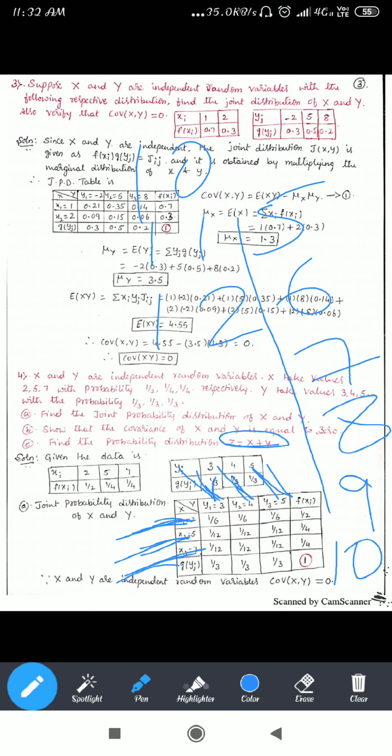Now we have to find the probability distribution. When x plus y is 5, it means x is equal to 2 and y is equal to 3. What is your answer? 1 by 6, students. That you have to mention. So for 5 it is 1 by 6. Next, when x is 2 and y is 4, you will get 1 by 6 again. For 7 also you will get 1 by 6. I will show you how we got that.